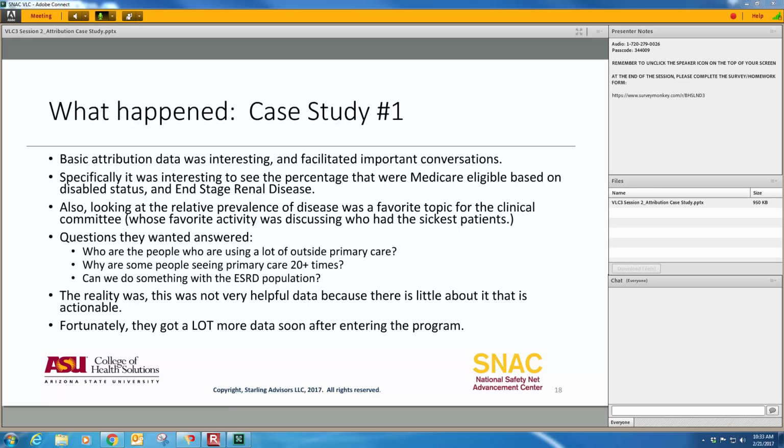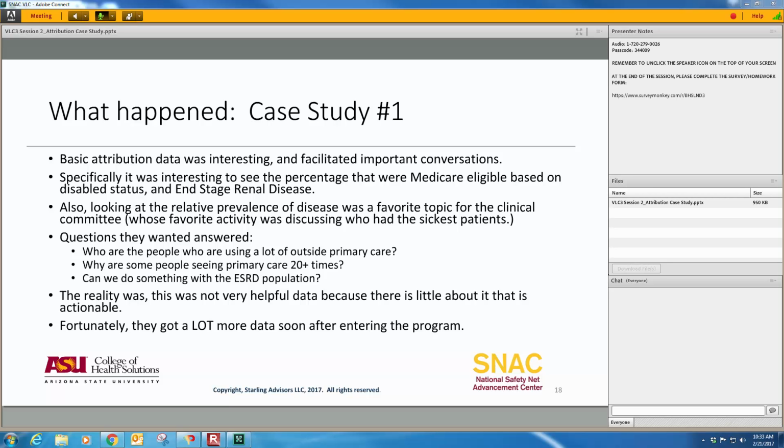They were also interested, even though there were only 25 patients, in that end-stage renal disease population. Like most of you said, they did not have any kind of special focus or program for the end-stage renal disease population, and they figured that they might need to look into that or learn more about it. They looked at the relative prevalence of disease, and that was one of their favorite things to do. They spent a lot of time doing that.